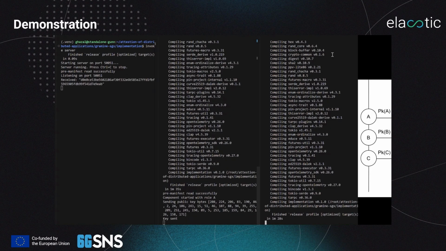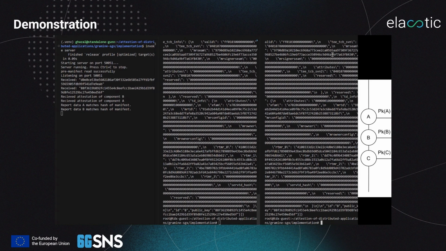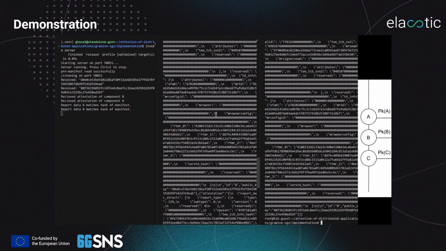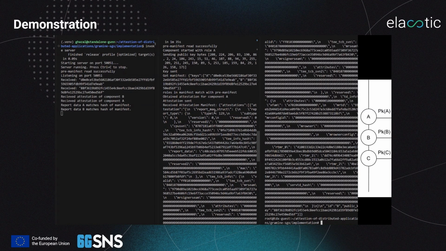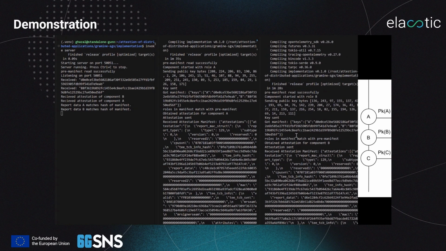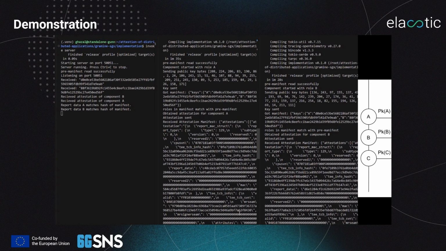Each component and the orchestrator first read the pre-manifest that has our description of the application. In our case, it just specified that this is an application with two components, A and B. And then after that, we start a component with role A and the other component with role B. They each generate their own key pair and then turn the public key into bytes. The bytes are then turned into hex and sent over to the orchestrator in that form, and then put into the manifest.